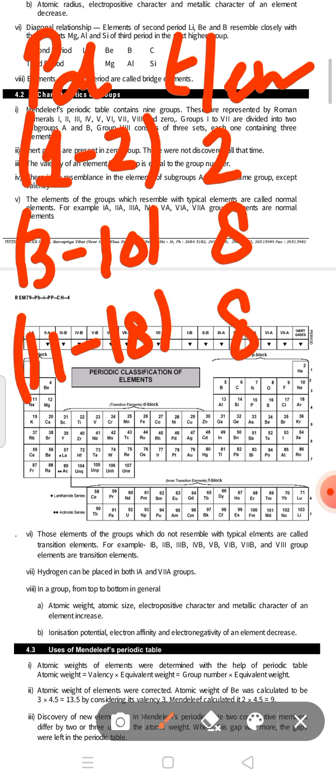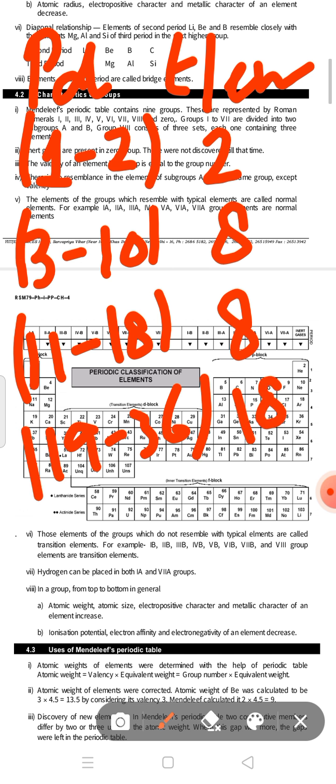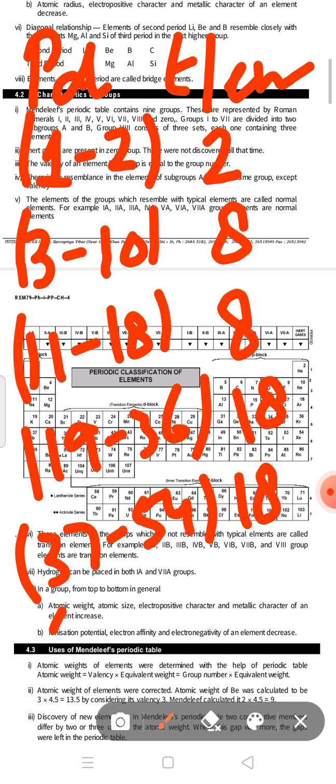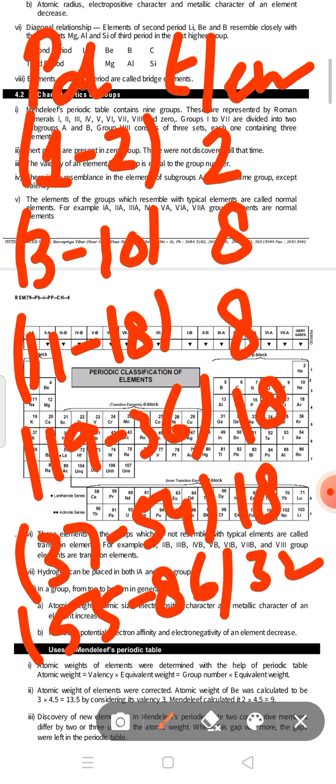In the next, fourth period, 19 to 36, 18 elements are present. In the next, 37 to 54, 18 elements are further present, and 55 to 86, there are 32 elements, and next is 87 to 118, but 4 element places are vacant, so that's why it is known as the incomplete period. Okay, this is the total data of elements according to the period.